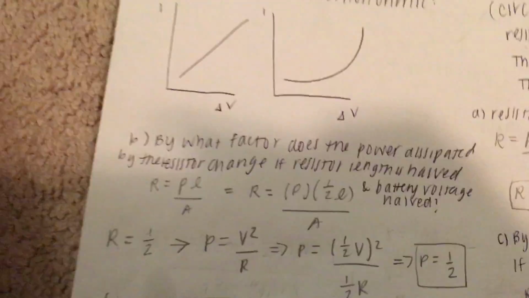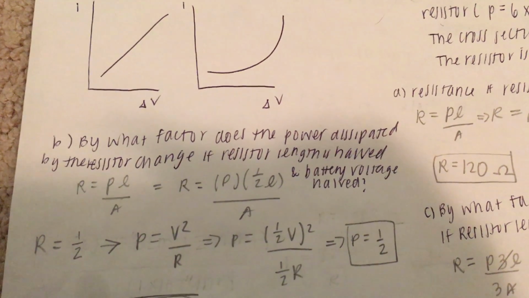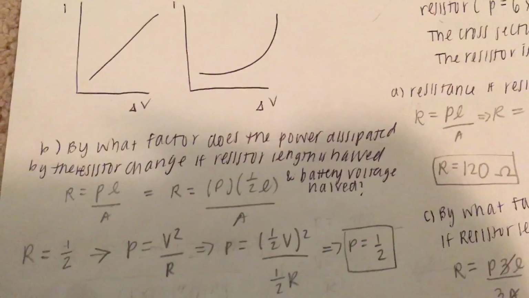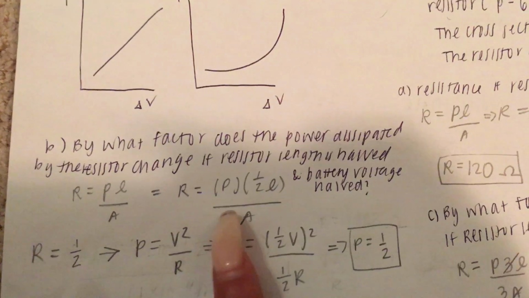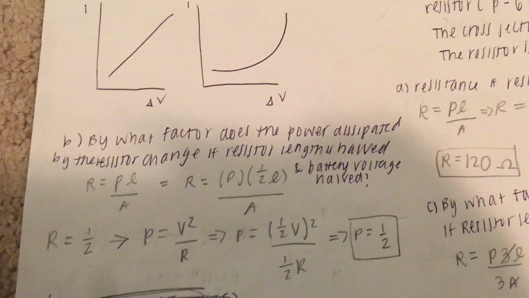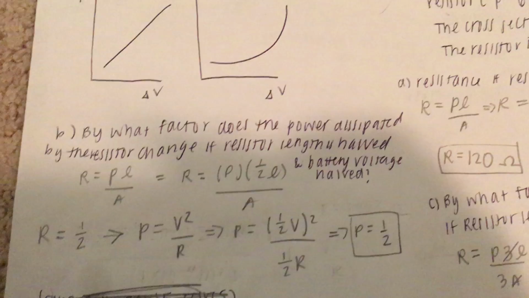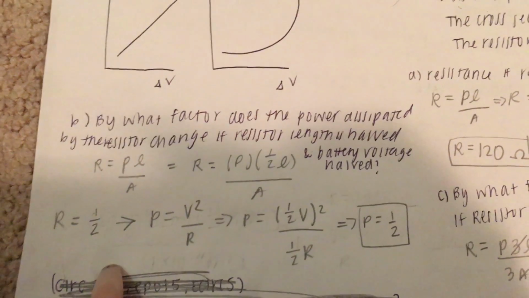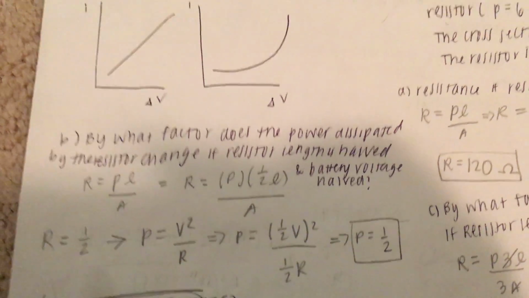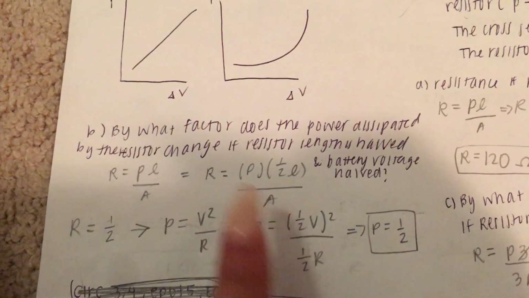Okay, so B. By what factor does the power dissipated by the resistor change if the resistor length is halved and the battery voltage is halved? So once again, you can see this equation on the left. Resistance is equal to rho times 1/2 L, since the length is halved, over A. And you might be like, that's nice, but we're not done. Since the resistance is halved and the battery voltage is also halved, and we're trying to find power, we need to go one step further and use this P equals V squared over R equation.